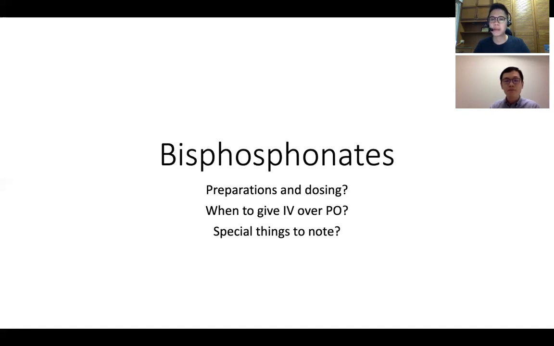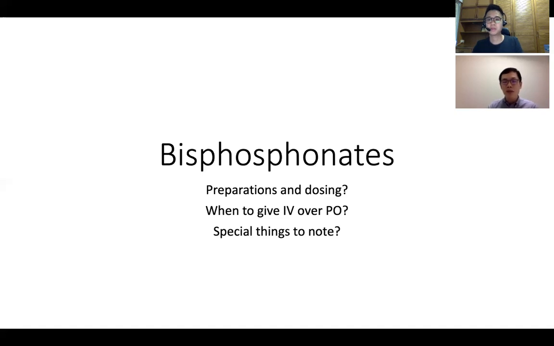And when does IV versus oral come into the picture? A few situations where you consider giving IV would be if the patient has those issues that I mentioned before, like significant GI effects, or swallowing difficulty so you can't give them oral bisphosphonate. And a lot of times in the inpatient setting, it's quite easy to just give them one dose of IV bisphosphonate because the zoledronic acid actually lasts for a year to 18 months.